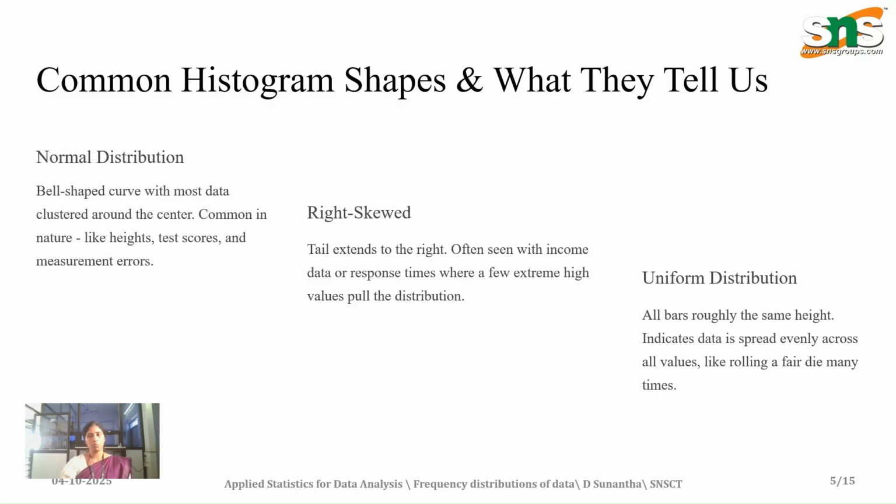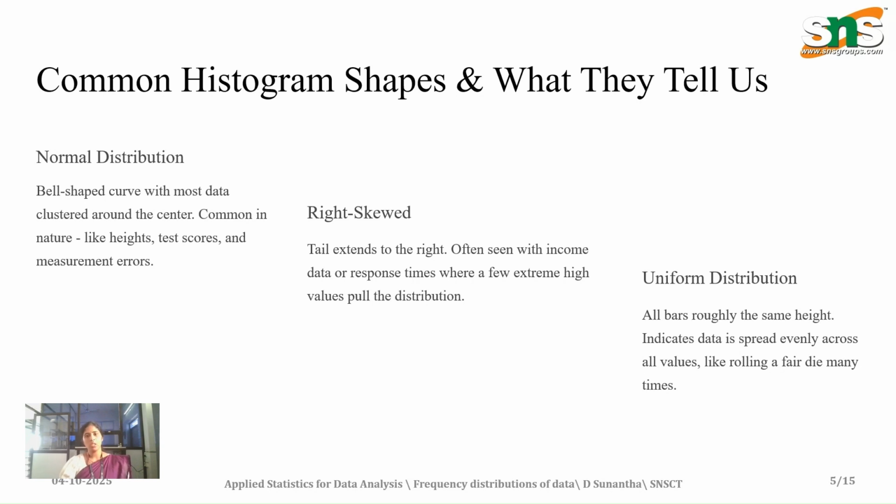Next is common histogram shapes and what they tell us. The first one is the normal distribution. As we know, the normal distribution is a bell-shaped curve with most data clustered around the center. So data will be more along the center. It is common in nature, like height, test scores, and measurement errors.